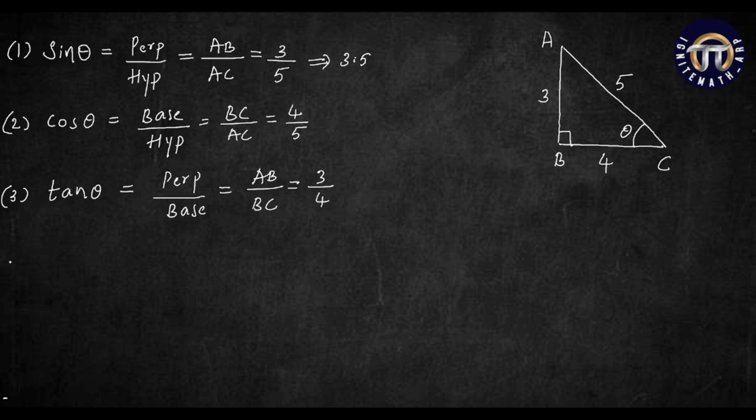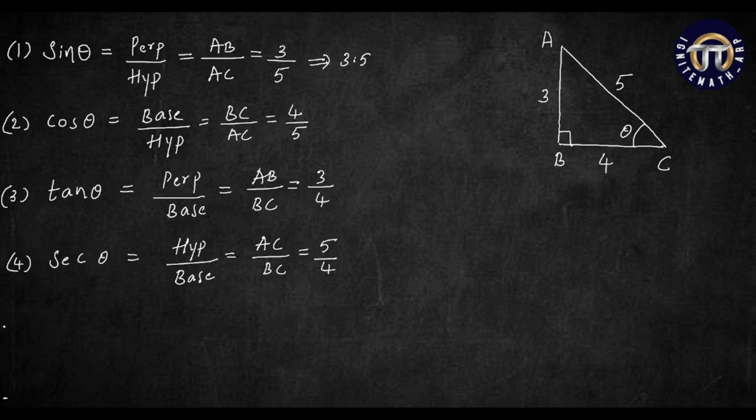And next ratio is sec theta, secant theta. In short, we call it as sec theta. The definition of sec theta is hypotenuse divided by base. Hypotenuse divided by base, that is nothing but AC divided by BC, that is 5 by 4.